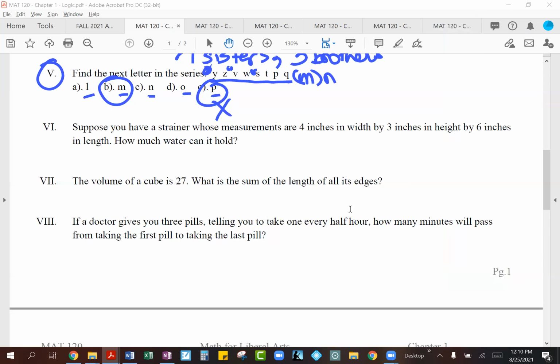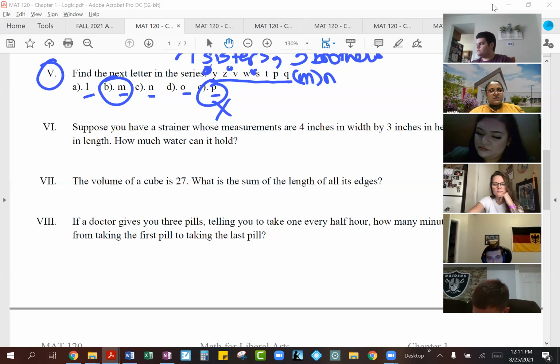All right, guys, so just another 30 seconds because this is not a very long question. The measurements are given to you and they're asking you how much water can it hold. So take about 30 seconds and let me see what your answer comes out to be. And obviously don't send it just yet till I ask you to.